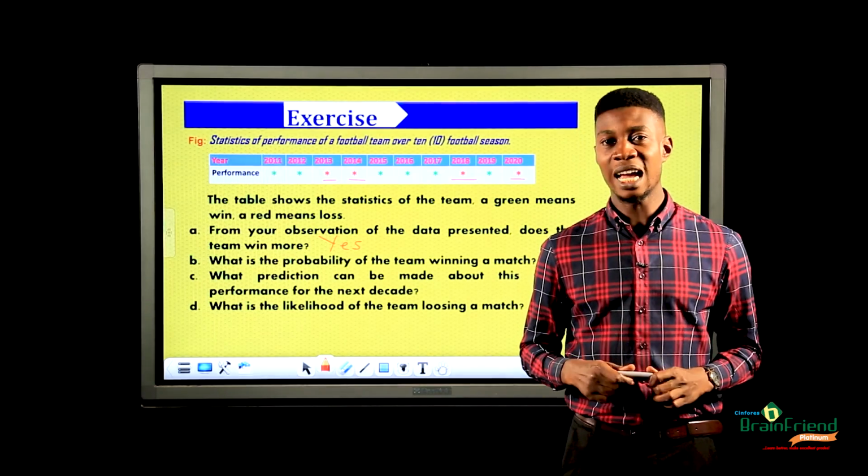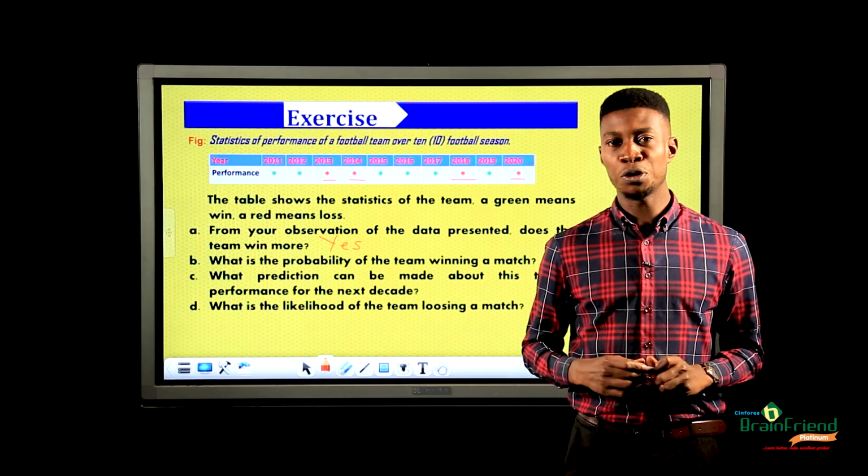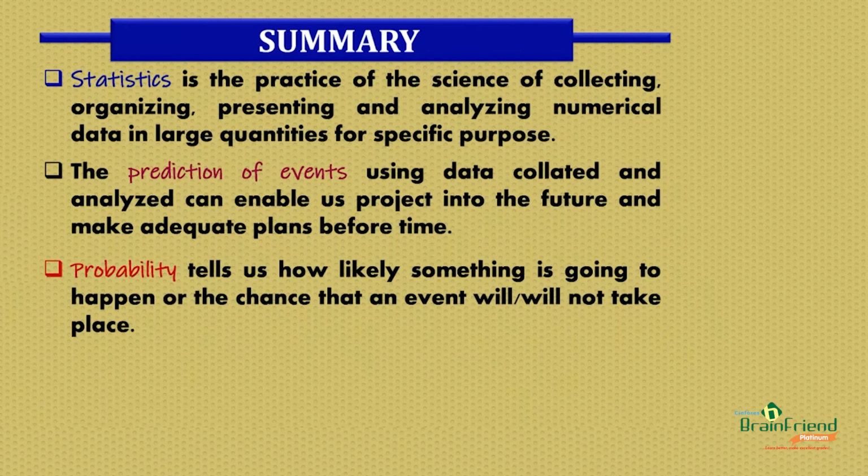Having had this exercise, we have come to the end of this lesson. But let's look at all we've learned in a summary. First, we learned that statistics is the practice of the science of collecting, organizing, presenting, and analyzing numerical data in large quantities for specific purpose. Secondly, we learned that the prediction of events using data collated and analyzed can enable us project into the future and make adequate plans before time.